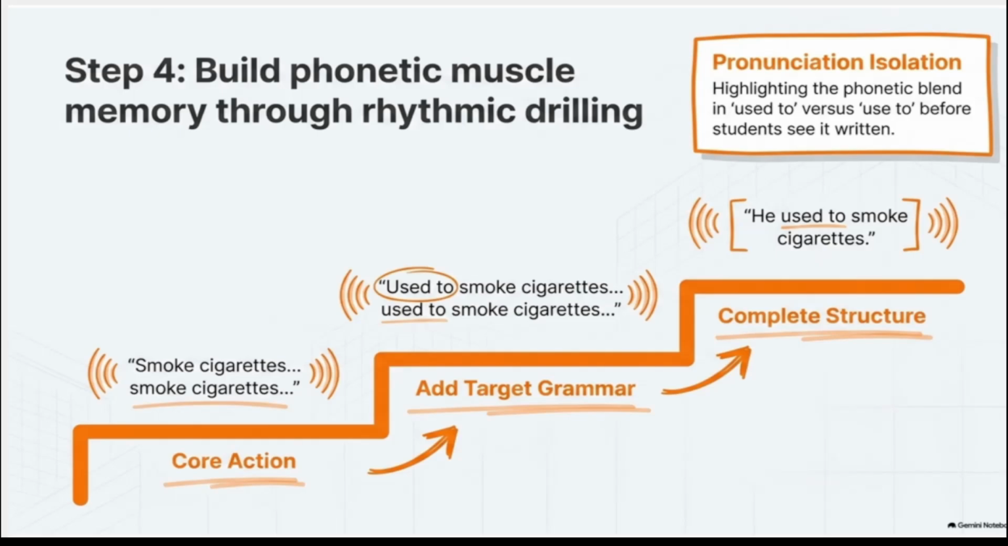Let's take, "He used to smoke." A teacher may first isolate the core action. Smoke cigarettes. Students repeat. Then we add the target grammar. Used to smoke cigarettes. Students repeat. Then we build the complete sentence. He used to smoke cigarettes. Students repeat. This is a form of backchaining.